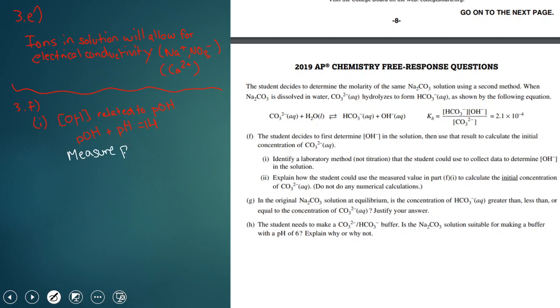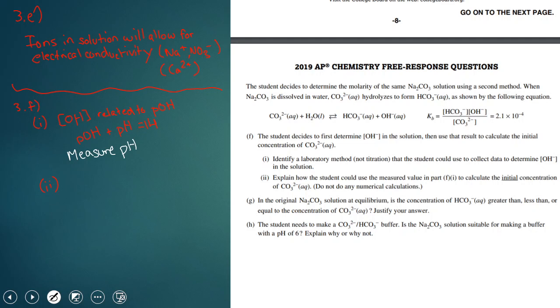We can just measure pH. It's that simple. So no need to overcomplicate things, no need to come up with some elaborate procedure to identify and isolate the hydroxide from the bicarbonate ions, then calculate the density or something. Don't go that extreme. All you need to do is measure the pH.